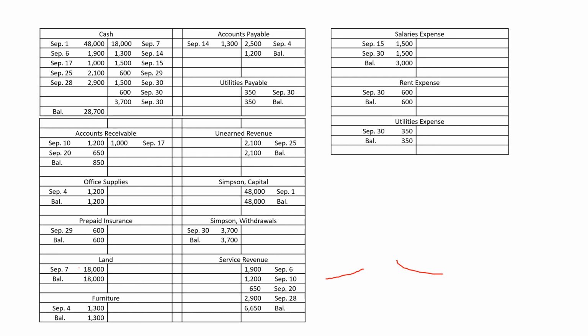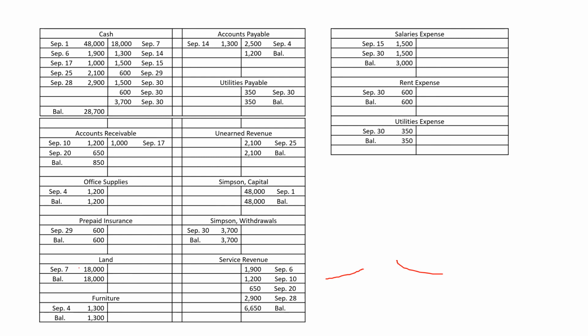So what you just did was post each journal entry to the general ledger. The next step is to find one balance in each account, and here's how I tell students to do that. Start with your cash account. Add up all the dollar amounts in the debit side.